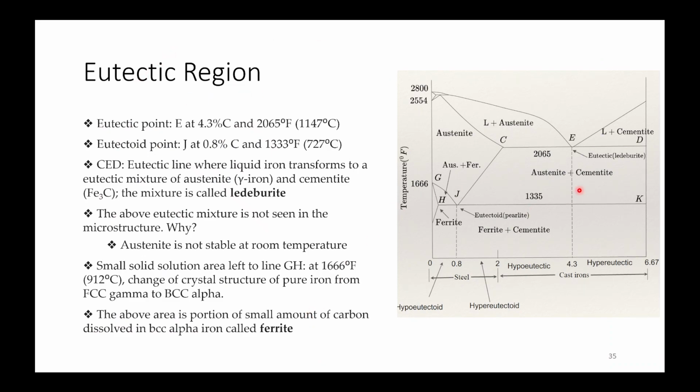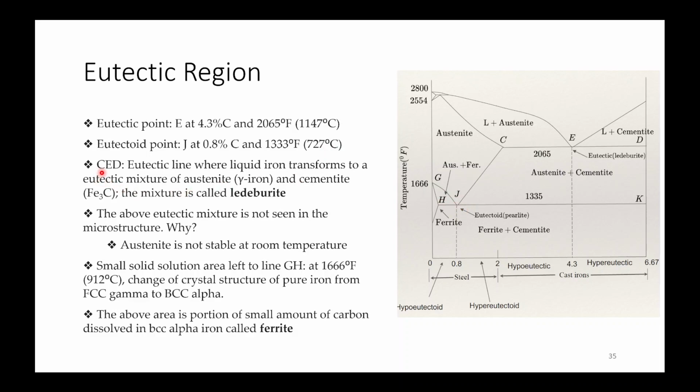The other is the eutectic region. It is after 2.1 weight% of carbon. If it is present there, then this will be cast iron, and in these cast irons the eutectic reaction takes place. Now at the eutectic point your carbon percentage is 4.3 weight% and the temperature is 1147 degrees Celsius. And at the eutectoid point it is 0.8 weight% of carbon and 727 degrees Celsius is your eutectoid temperature.